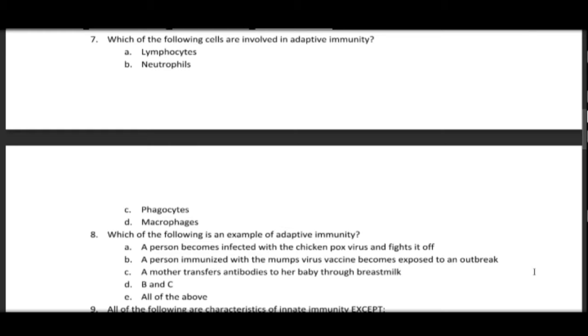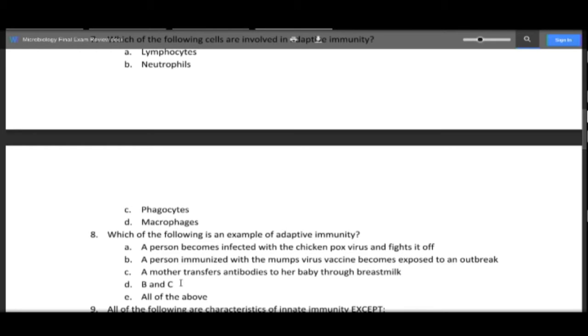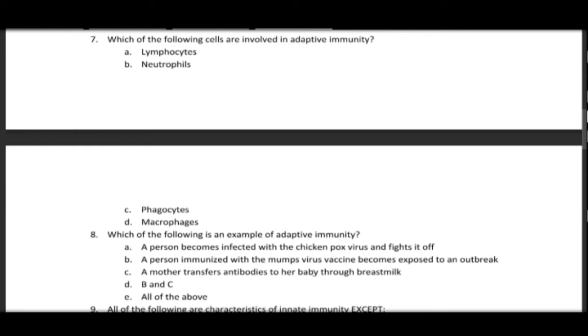B says a person immunized with the mumps virus vaccine becomes exposed to an outbreak. C says a mother transfers antibodies to her baby through breast milk. And then D says B and C, and then E is all of them. So when I first look at this, I look at C and I say a mother transfers antibodies to her babies through breast milk. That's a transfer of antibodies. So like the baby has those antibodies from the mother, but the baby's not producing them. The baby's not going through the adaptive immunity process and finding the new antigen and creating antibodies because of it.